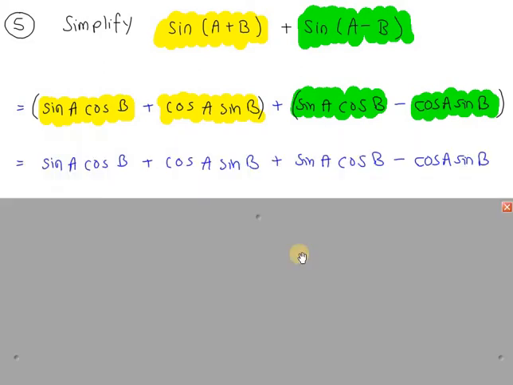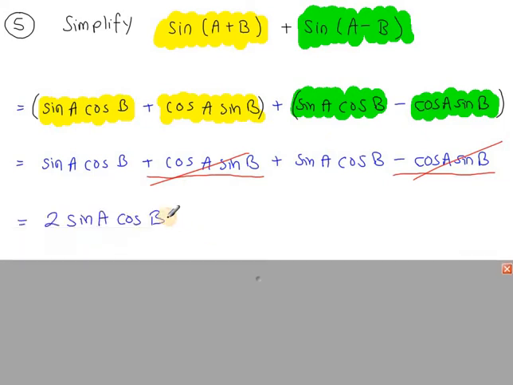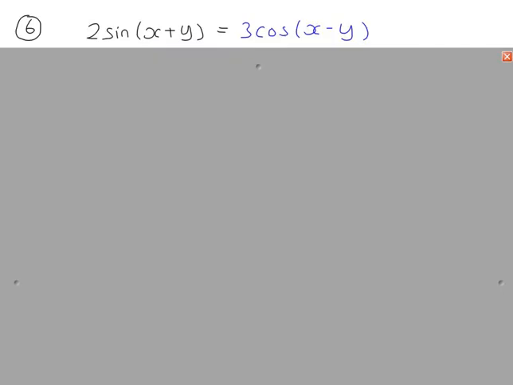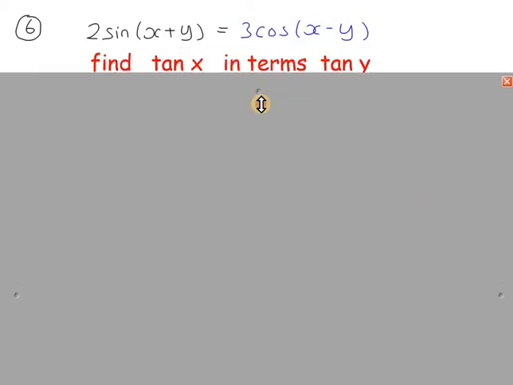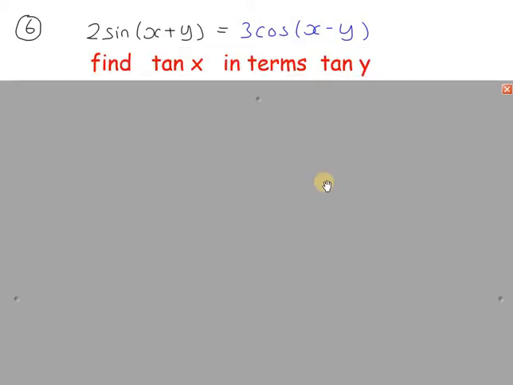Okay, so expanding the brackets, what you'll see here is there's a cos A sine B term here, and there's a minus cos A sine B term here. So these will cancel, and these two are the same. So we get 2 lots of sine A cos B. So that's fully simplified. Example 6, we have an equation, and we need to find tan x in terms of tan y.